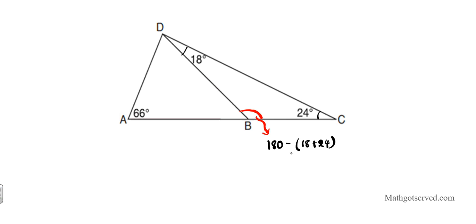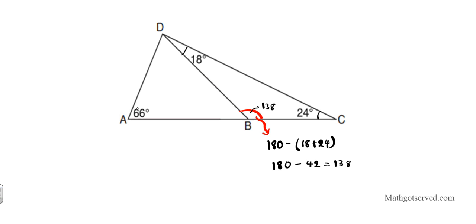So we add these two angles together. 18 plus 24 is 42. So we have 180 minus 42, which is equal to 138. Okay? So this angle right here is 138. All right.